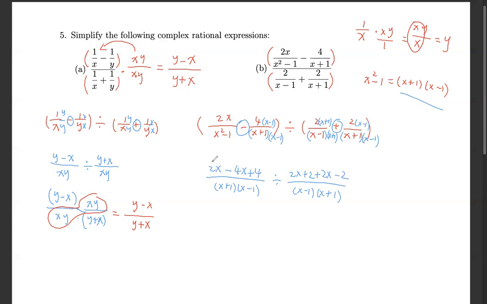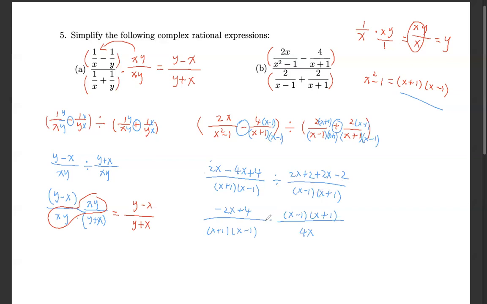Now let's simplify it. 2x minus 4x, that's -2x, plus 4, over x plus 1 times x minus 1. Division, let's change to multiplication, then flip the numerator and denominator of the second one. So now x minus 1, x plus 1 becomes numerator. Now this 2x plus 2x, that's 4x, becomes the new denominator. 2 minus 2 becomes 0.